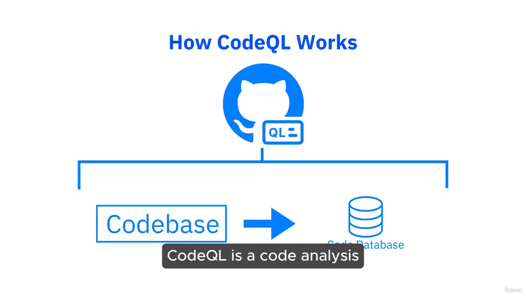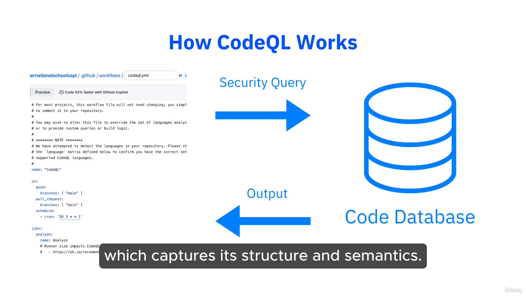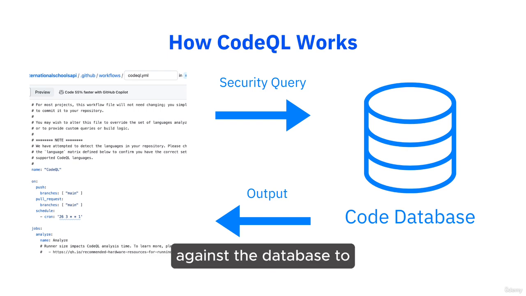CodeQL is a code analysis workflow used for automating security checks to find security issues in your code. CodeQL works by first converting the code into a query database format, which captures its structure and semantics. Developers can then write and run queries against the database to identify patterns and potential vulnerabilities.